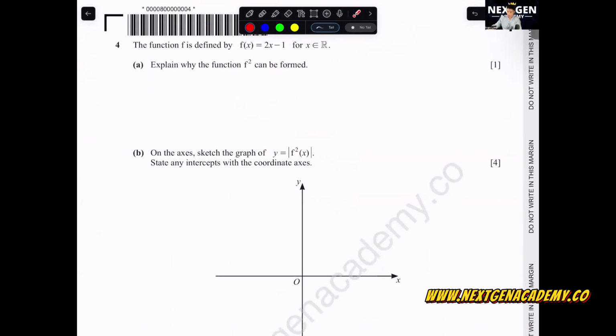Okay, question 4. The function f is defined by f(x) equals 2x minus 1 for all x being real numbers. Explain why the function f squared can be formed. Okay, what do you write for this one? Why the function f squared can be formed. Okay, what is f squared? What's the f squared here?